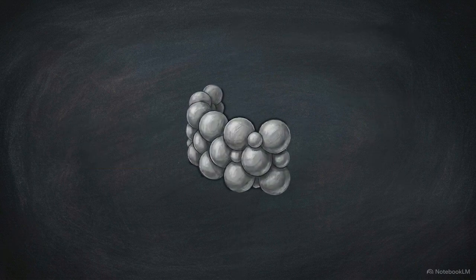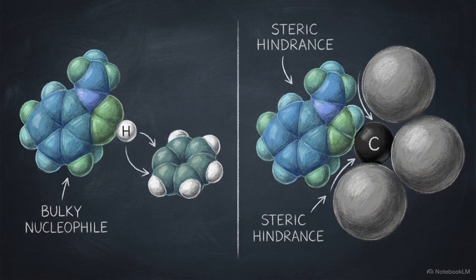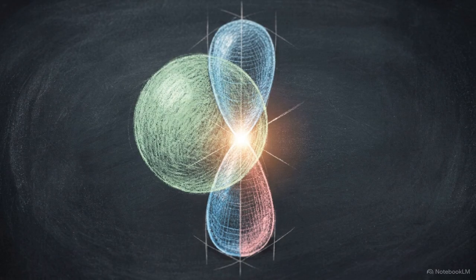Because attacking a carbon atom requires navigating past other attached groups, factors like steric hindrance play a massive role. A bulky, highly charged molecule might be a strong base, but its physical size prevents it from being an effective nucleophile. To predict whether substitution or elimination will dominate, we must abandon simple charge arithmetic and examine how the physical molecular orbitals overlap in three-dimensional space.